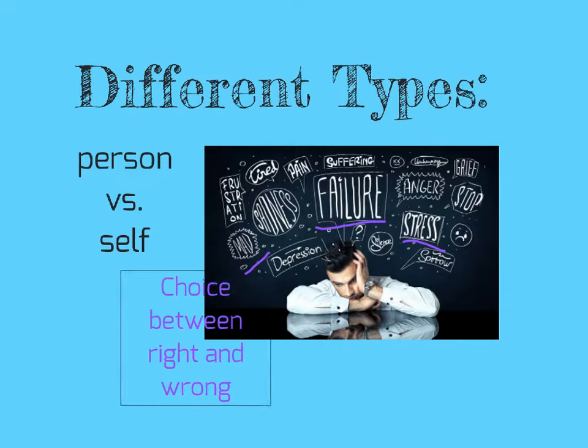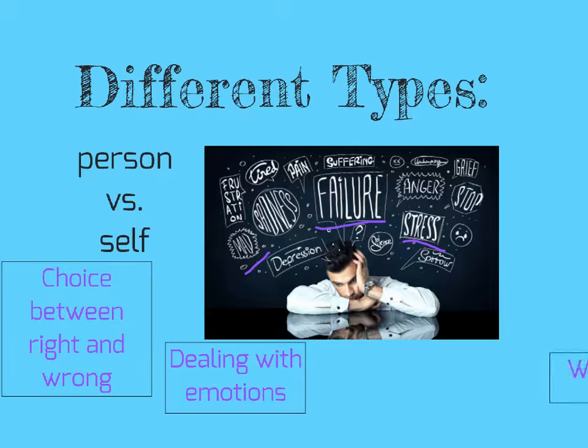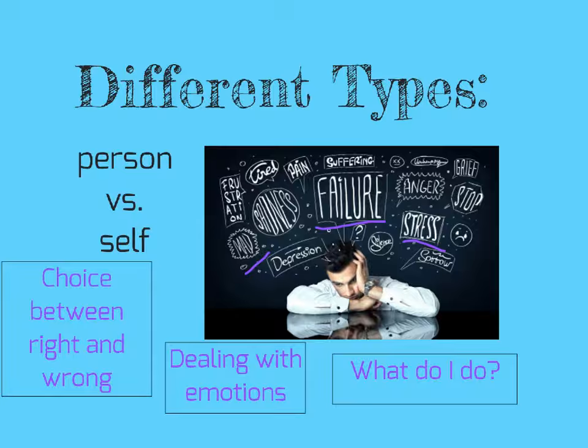So a lot of times, a character might be faced with a choice between right and wrong. Do I choose to do this, or do I do this? Other times, they might be dealing with different emotions that they're feeling and how to handle those emotions. And sometimes it's a choice between what do I do.